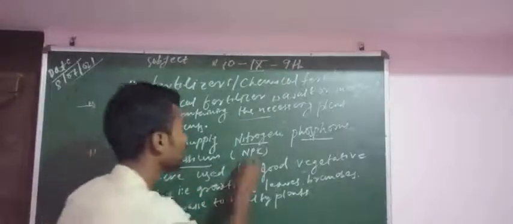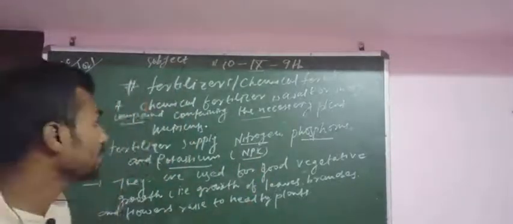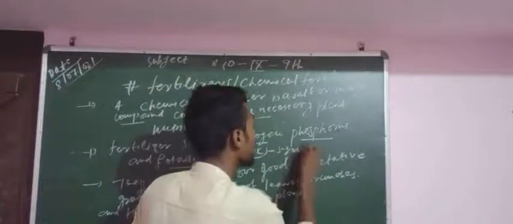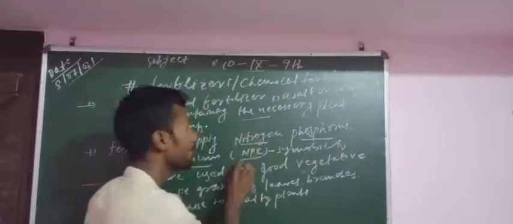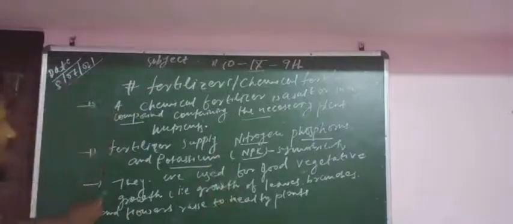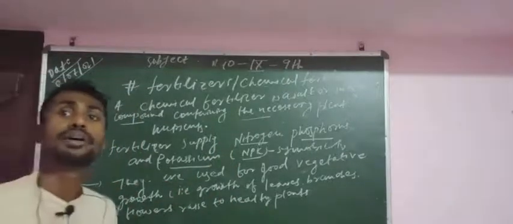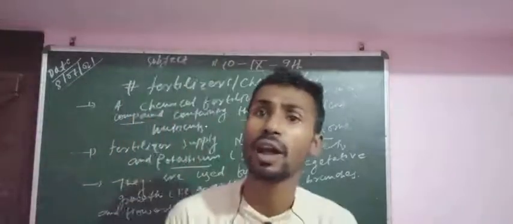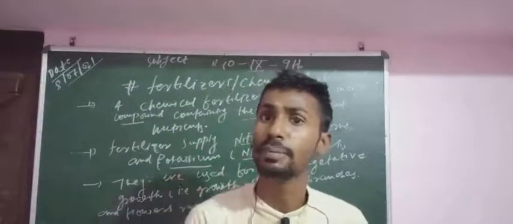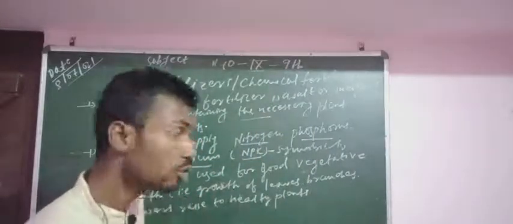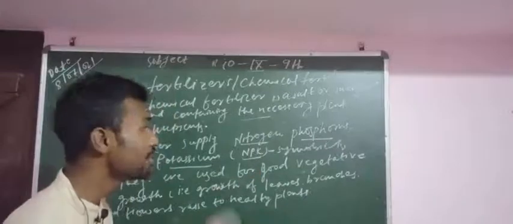तो इसको हम लोग शॉर्ट में बोलते हैं NPK. तो NPK दैट मीन्स नाइट्रोजन, फॉस्फोरस एंड पोटासियम सिंबॉलिकली, सिंबॉलिकली. दैट मीन्स दिस इज द सिंबल, नाइट्रोजन फॉर N, फॉस्फोरस फॉर P एंड पोटासियम फॉर K. थर्ड वन, दे आर यूज्ड फॉर गुड वेजिटेटिव ग्रोथ. दैट मीन्स ग्रोथ ऑफ द प्लांट्स, ग्रोथ ऑफ द लीव्स, ग्रोथ ऑफ द ब्रांचेस, ग्रोथ ऑफ द फ्रूट्स, ग्रोथ ऑफ द फ्लावर्स. That means vegetative growth.